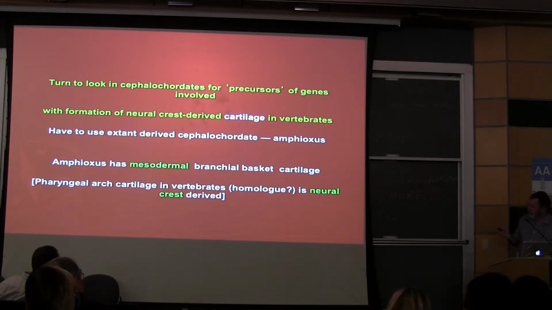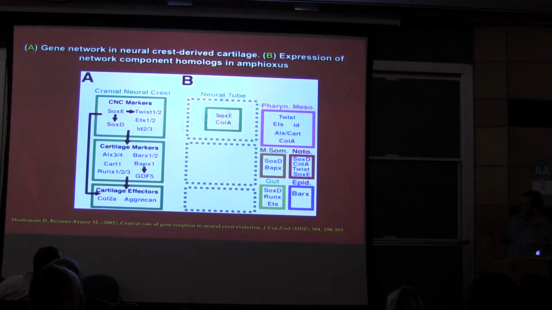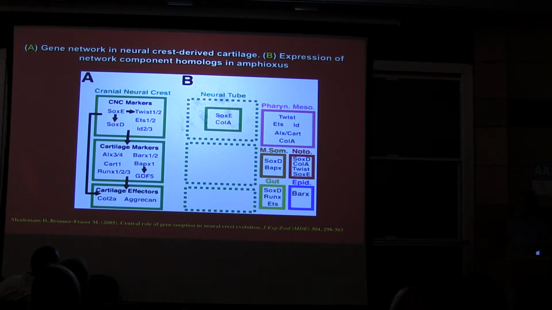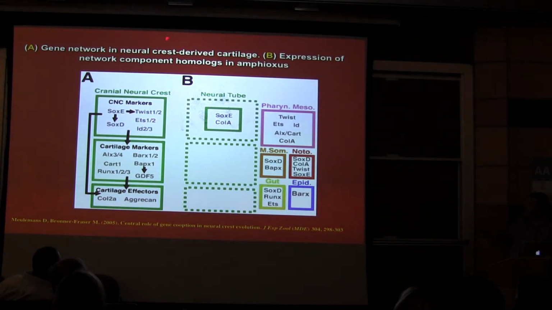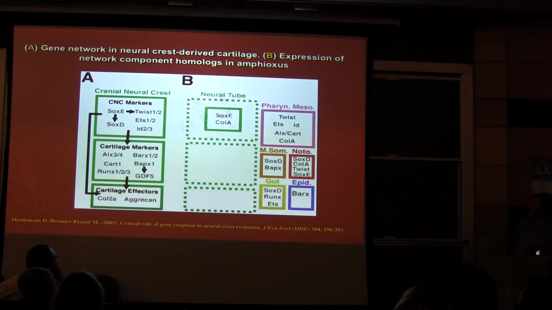Okay, so this is one way in which this has been studied. And before I go through this, I think I'll just show you the conclusion on the next slide. These are genes involved in neural crest-derived cartilage, and the expression of this network of genes in Amphioxus. So these are genes in the cranial neural crest of vertebrates that are involved in the formation of cartilage. And these are genes in different layers, the neural tube, the pharyngeal mesoderm, the notochord, the gut, in Amphioxus, that are, in vertebrates, involved in cartilage formation.